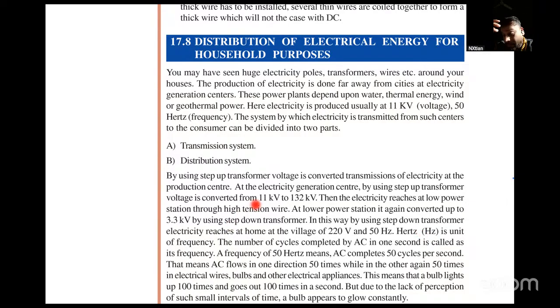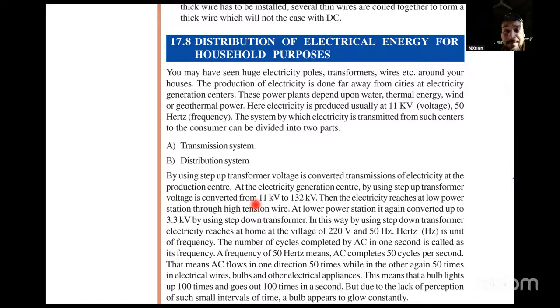Sir, it's not village, it's voltage. No, no. At home, at the voltage of 220 volt. Oh, voltage, yeah, at the voltage. So no problem in that.